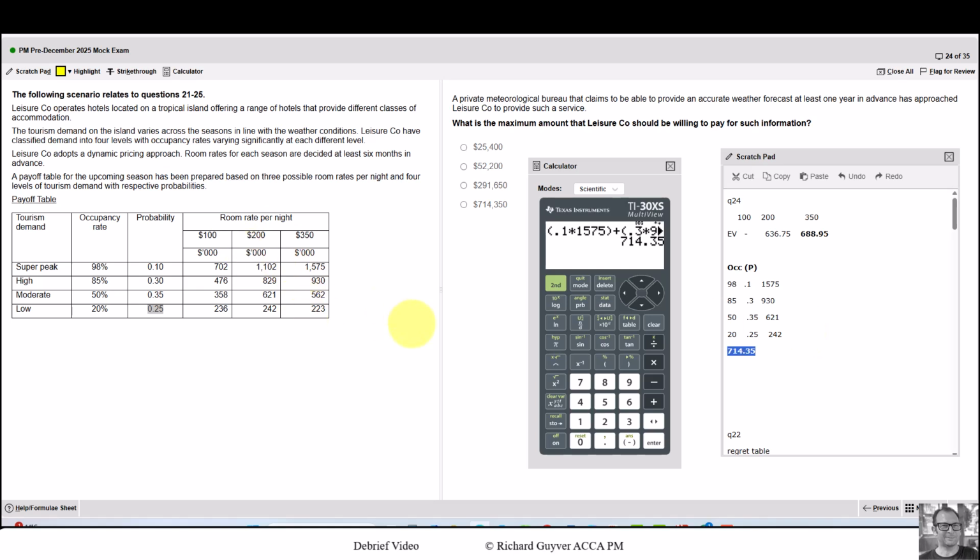Remember, we're in thousands. That's that distractor. So that's how that got in there. Now the amount we are willing to pay is up to the difference between these. So we subtract the 688.95 is 25.40, which is that one there.